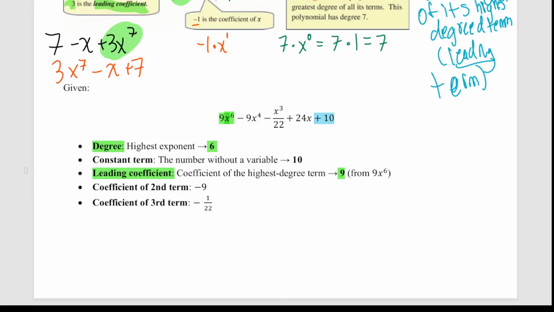The constant is going to be whatever number is by itself. It's been secretly multiplied by x to the 0th power, so in this case that would be 10. And then you can talk about the coefficients on individual terms.